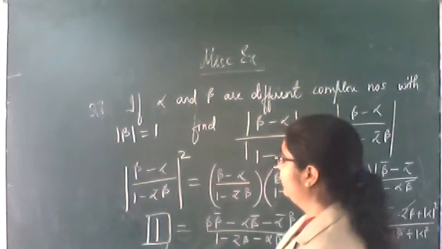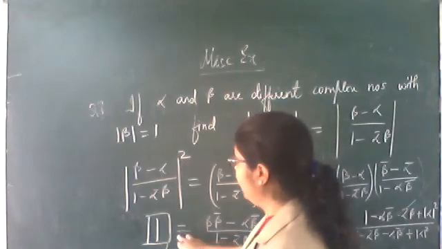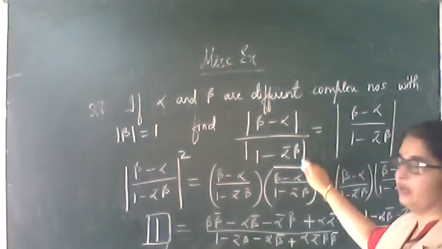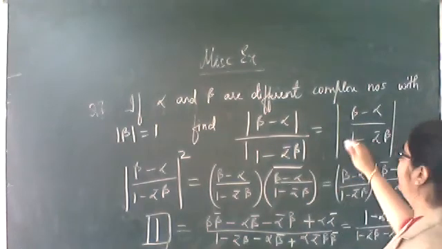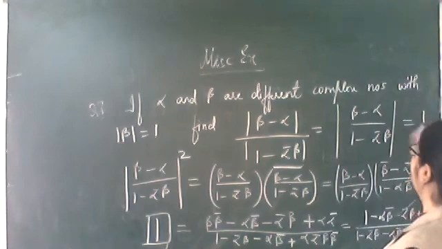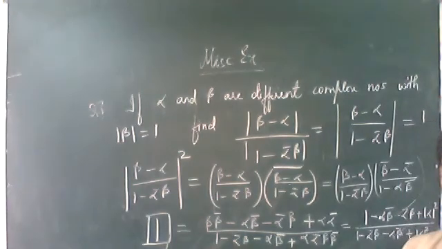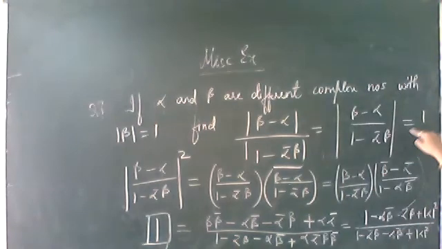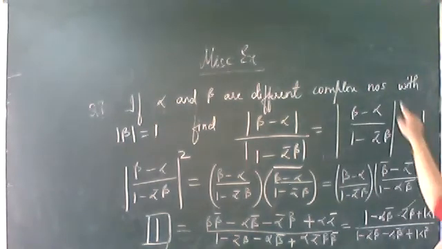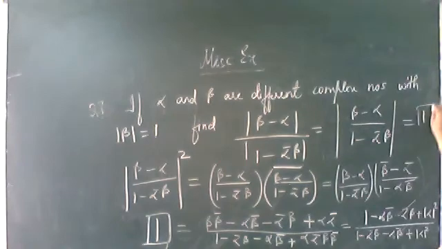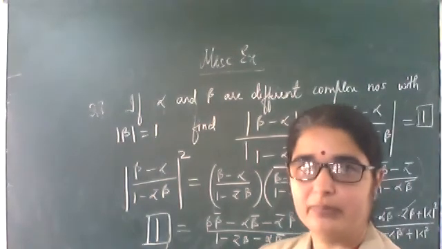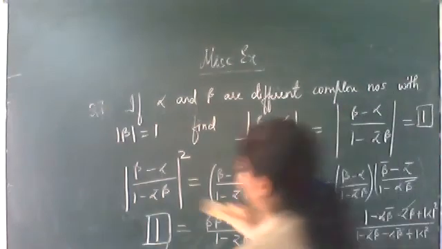Clear? Now if this square is 1, that means this beta minus alpha upon 1 minus alpha conjugate will also be equal to what? This quantity will be equal to what? 1 only. If its square is 1, that means this quantity is also equal to 1. So your answer will be equal to 1 only. Clear? Then come to the next question.